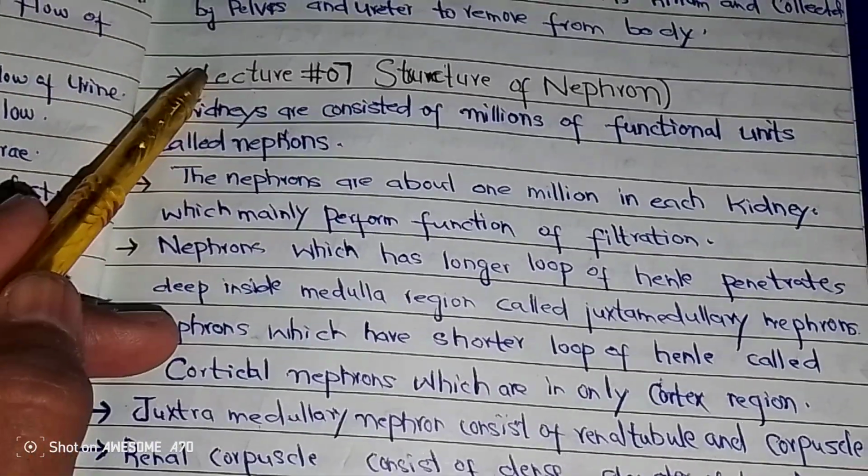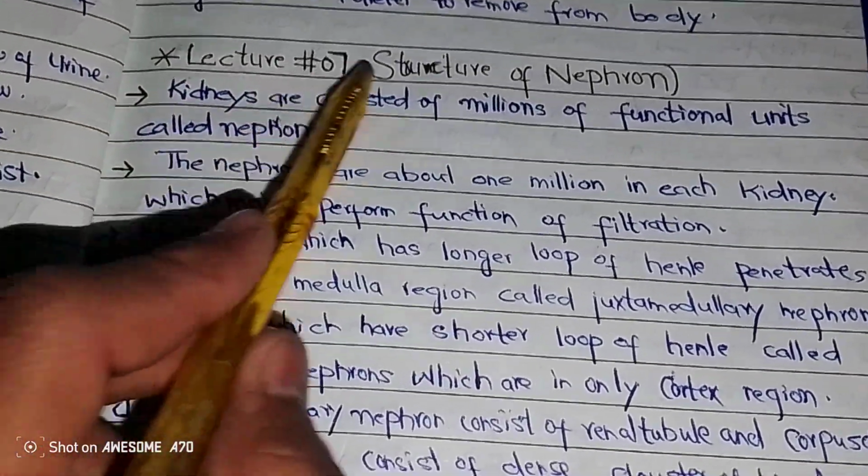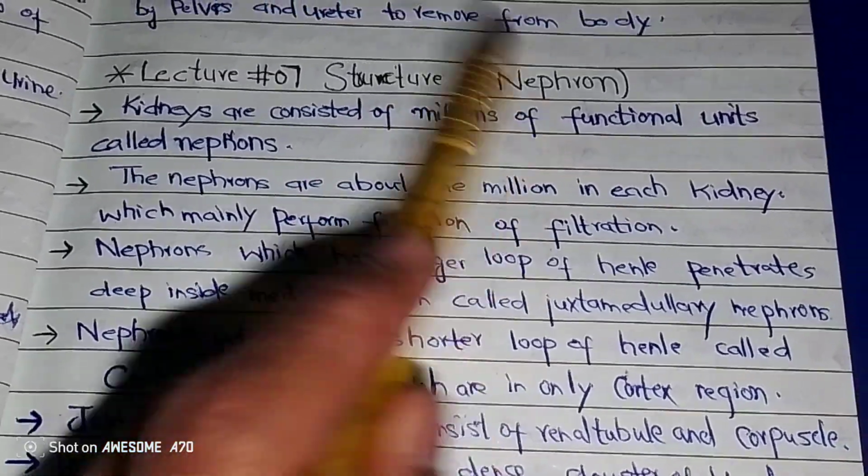Chapter 1 Homeostasis, Lecture number 7: Structure of Nephron.